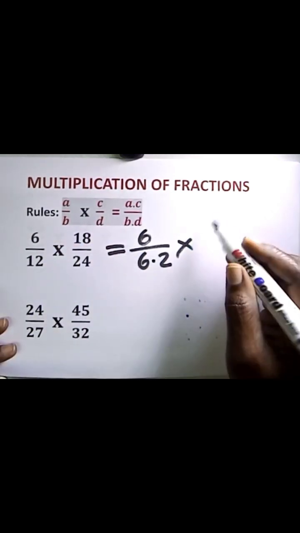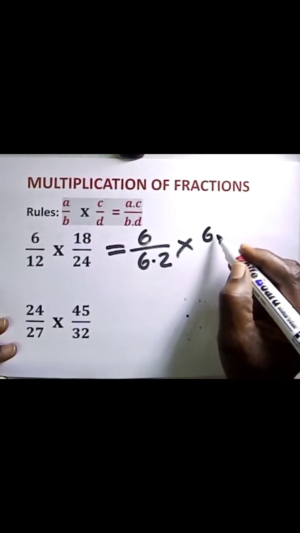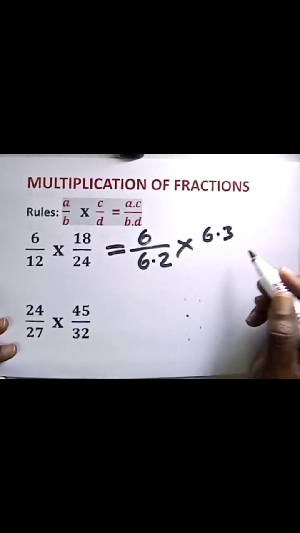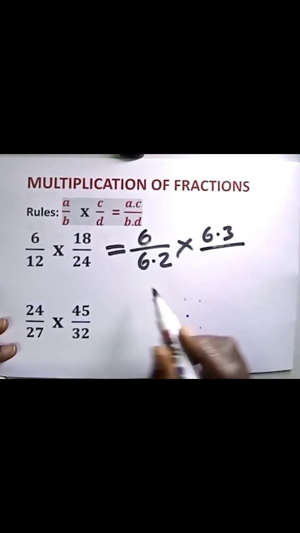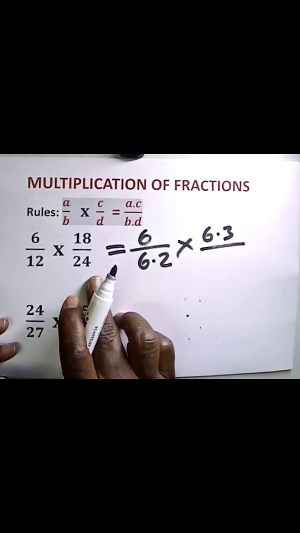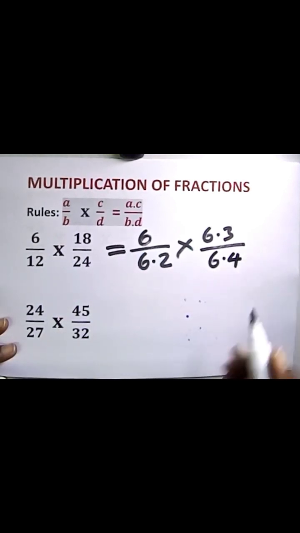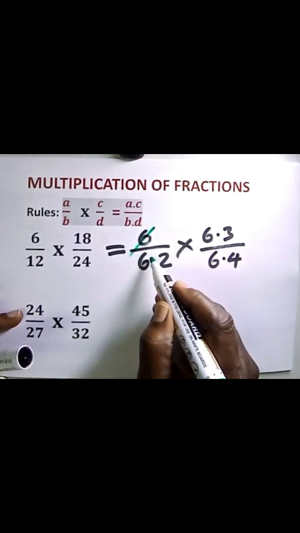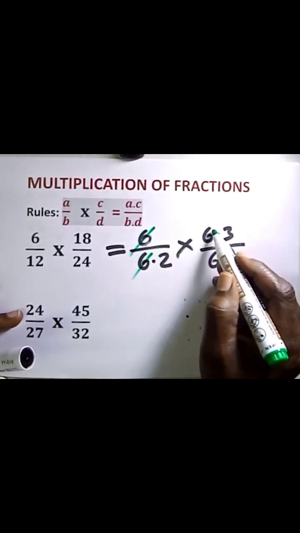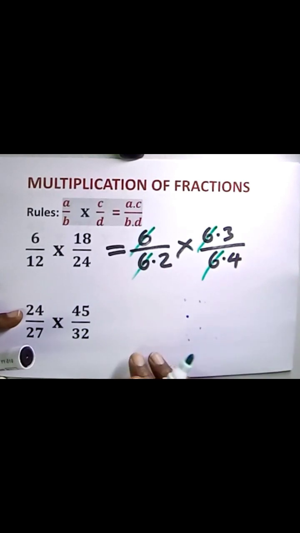Here is 18, which is 6 times 3. You agree with me? Yes. And here is 24, which is 6 times 4. So this 6 will go with this 6. This 6 will also go with this 6.